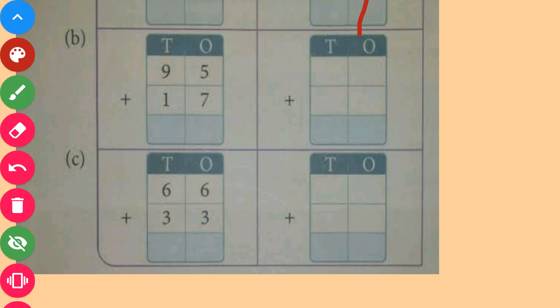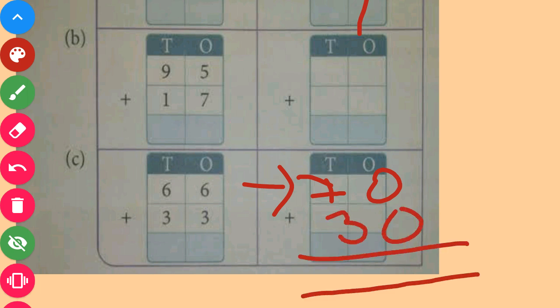Now question number C. 66 plus 33. Rounding off 66, we will get 70. And 33, while rounding off 33, we will get 30. Now add these two numbers. 7 plus 3, 0, 0, 7 plus 3, 10, 100.